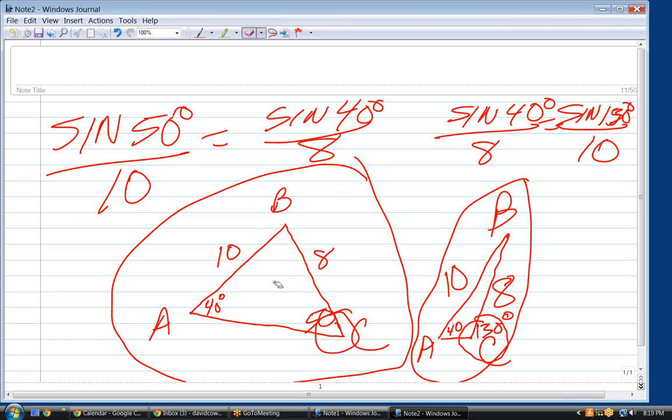This may or may not produce an ambiguous triangle. I know that one of these does, either the 8 there and the 10 there and the 40 degrees, or vice versa.